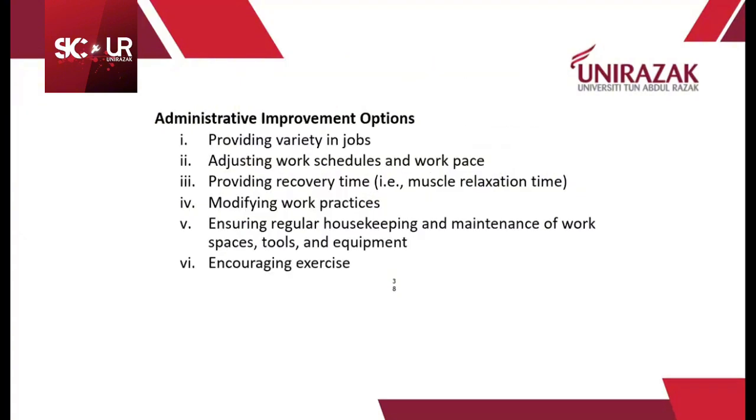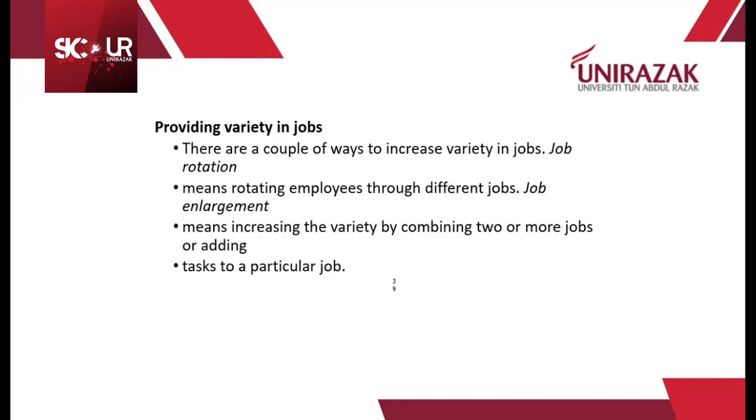So admin improvement options: providing variety of job, adjusting work schedule and work pace, providing recovery time, for example, muscle relaxation time, modifying work practice, ensure regular housekeeping and maintenance of work, encouraging exercise. So boleh provide variety of job, mungkin boleh buat job rotation, mungkin boleh buat job enlargement, boleh tukar-tukar, boleh tambah ilmu, means increasing the variety by combining two or more jobs or adding tasks to a particular job.